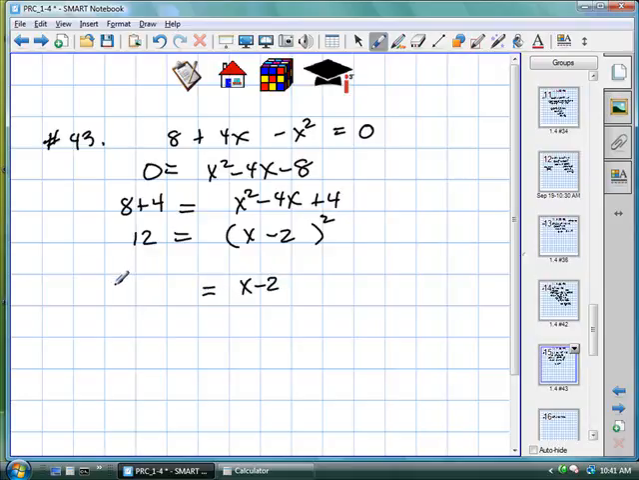Okay, now where did I get that from? Well, square root of 12 is what? The square root of 4 times 3. And the square root of 4 is 2. But the square root of 3 I can't do. You see what I did there? Lastly, solve for x.